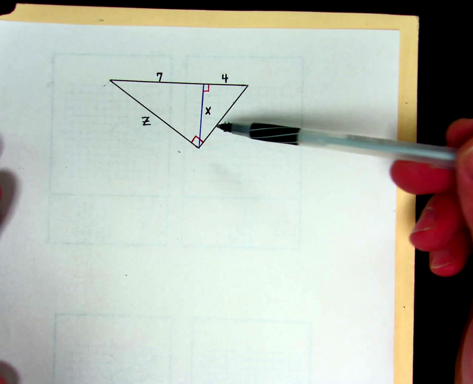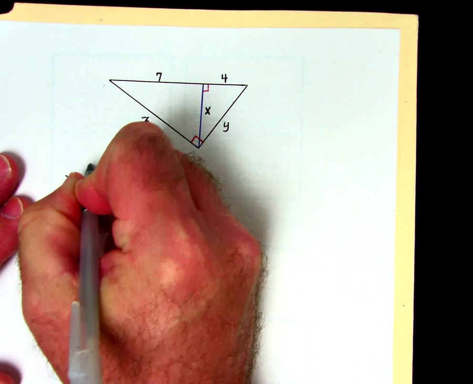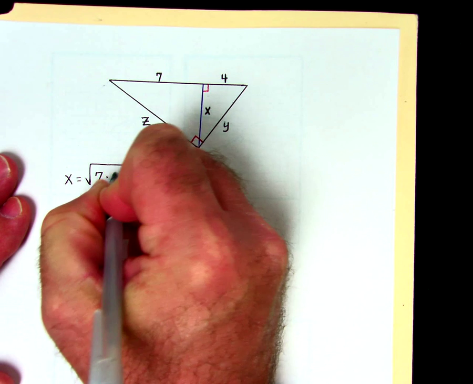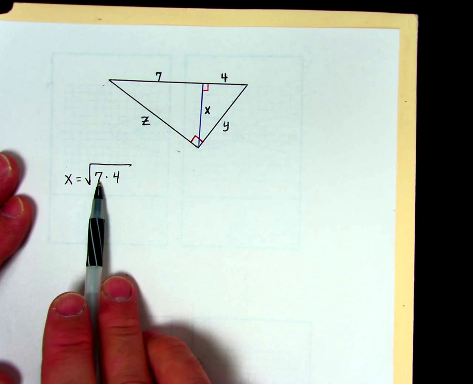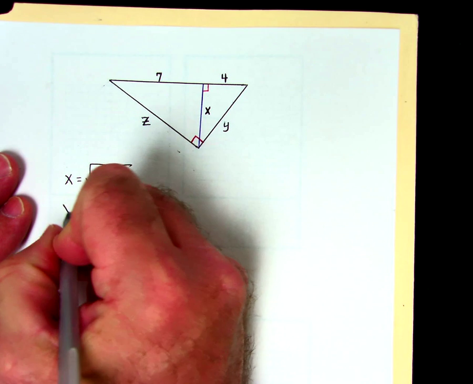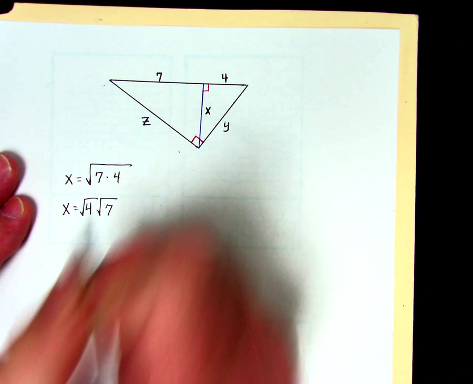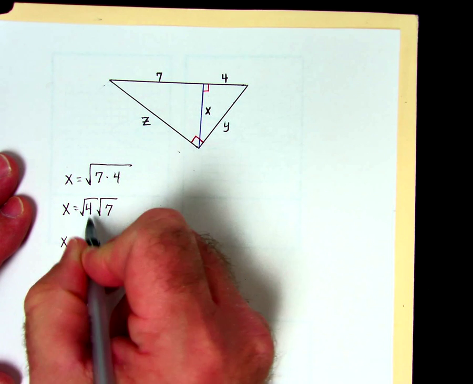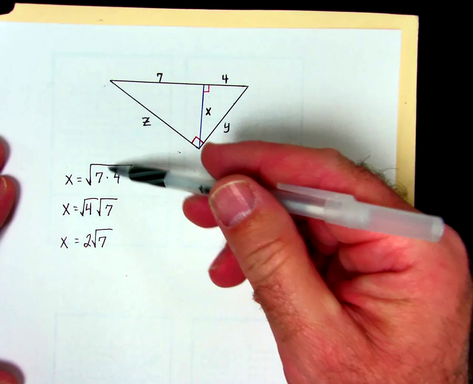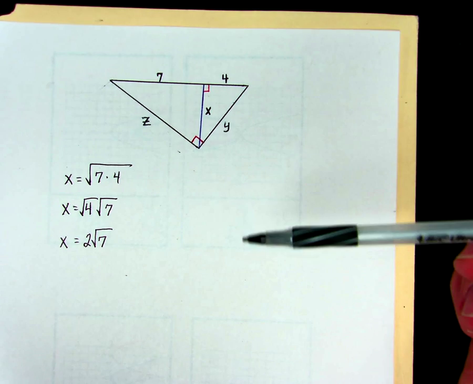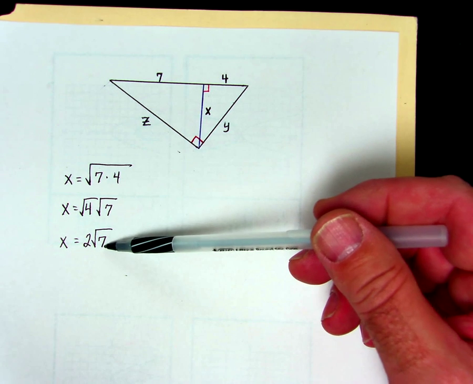So, the altitude geometric mean theorem would say that x is the square root of 7 times 4. Now, I'm actually not going to multiply those together because I know 4 in this case is a square. So that's the square root of 4 times the square root of 7. So the square root of 4 is 2, so I would have 2 times the square root of 7. We could have multiplied those together, gotten 28 under the square root, done our prime factorization, and we would have found the same thing.